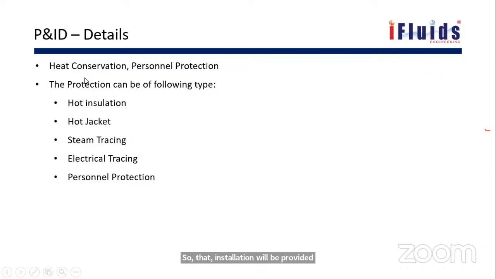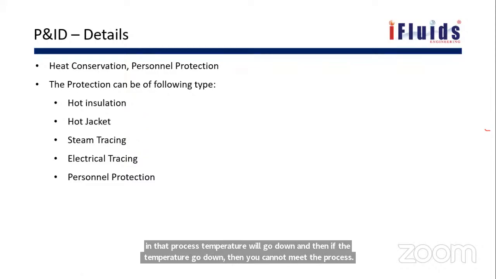So insulation is provided for two reasons: one from the personal protection point of view and the other from the heat conservation point of view. We don't want to lose the heat. If there is no insulation, heat will be transferred to the atmosphere, and the process temperature will go down. If the temperature goes down, then you cannot meet the process parameters.